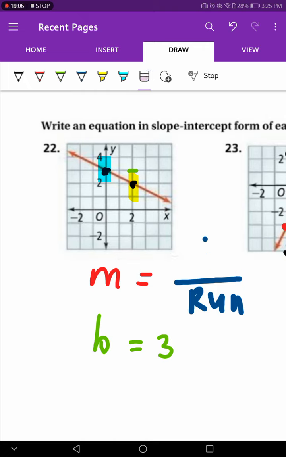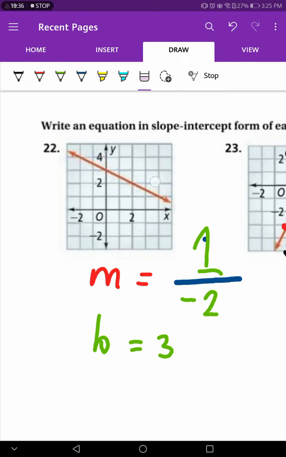So here we have 1, and I will run 1, 2 to the left. Two steps to the left, that means I run 2. Yes, exactly, but because I'm moving to the left, it is -2. So it is 1 over -2. So the slope is -1/2.